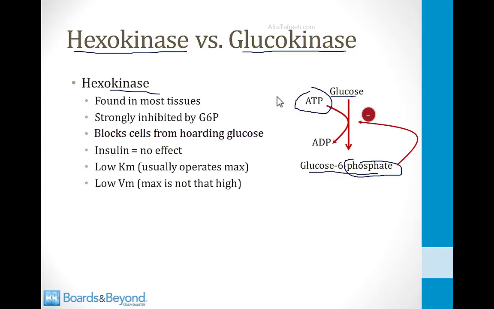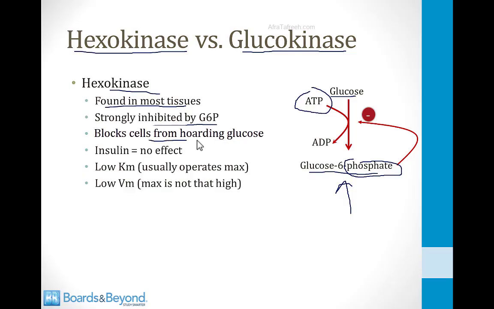One of the things you need to be aware of to understand this step of glycolysis is that glucose often moves in and out of cells, but once it is phosphorylated to glucose 6-phosphate, it is trapped inside of cells. So hexokinase will catalyze this step for most tissues in the body. And hexokinase, in contrast to glucokinase, is strongly inhibited by glucose 6-phosphate.